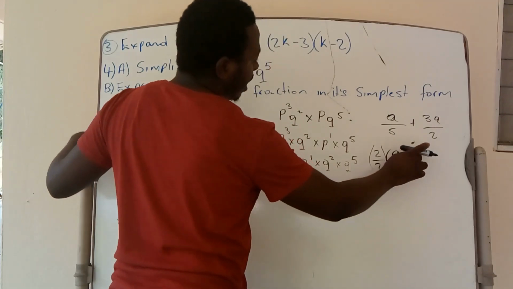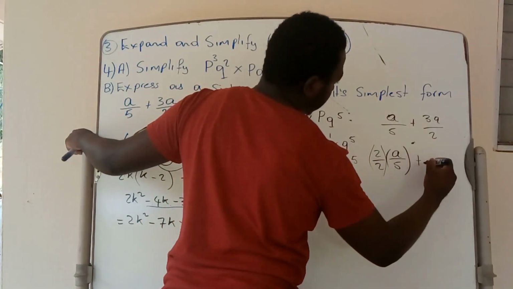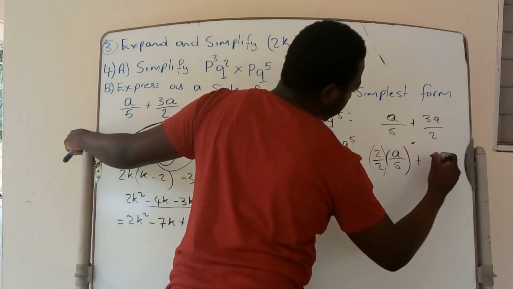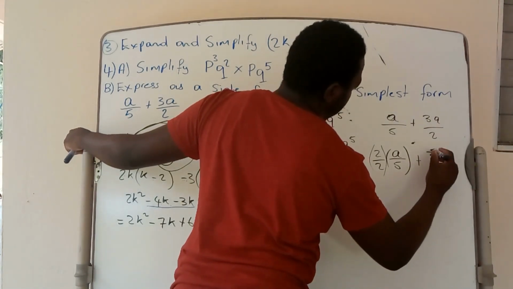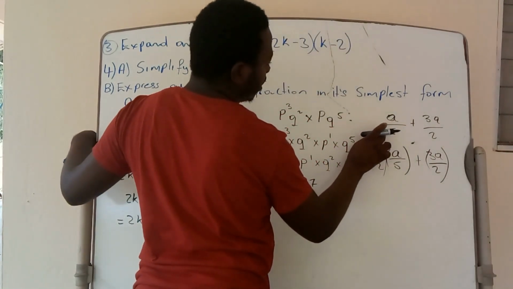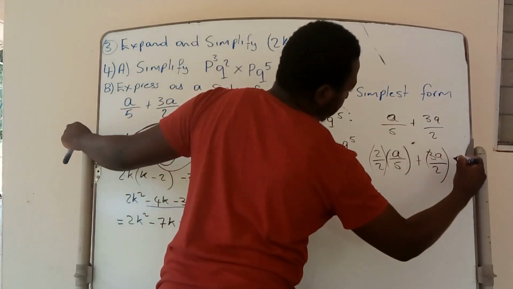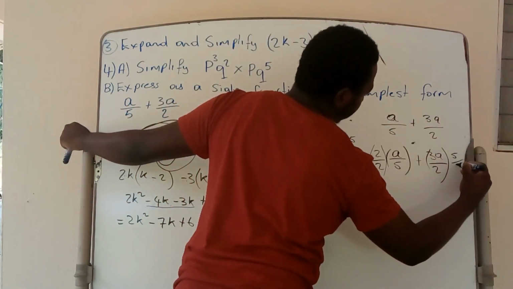I'm going to use the same idea to put back my plus sign here. I'm going to write back this fraction, which is 3a over 2. And I'm going to multiply it by this denominator over itself, which is 5. So I'm going to multiply it by 5 over 5.